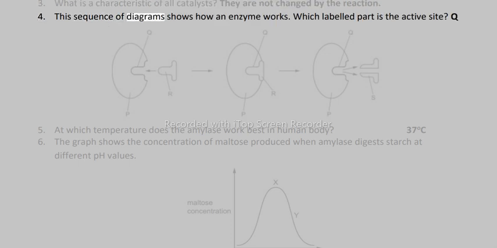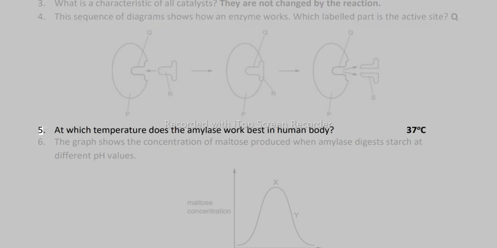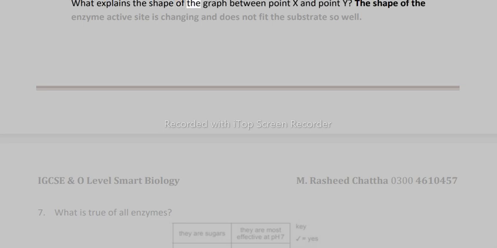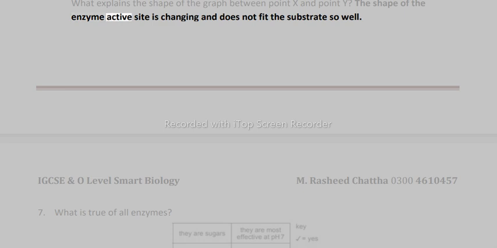4. This sequence of diagrams shows how an enzyme works. Which labeled part is the active site? Q. 5. At which temperature does the amylase work best in the human body? 37 C. 6. The graph shows the concentration of maltose produced when amylase digests starch at different pH values. What explains the shape of the graph between point X and point Y? The shape of the enzyme active site is changing and does not fit the substrate so well.